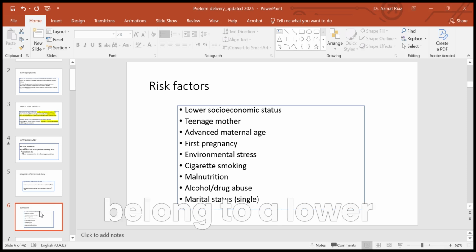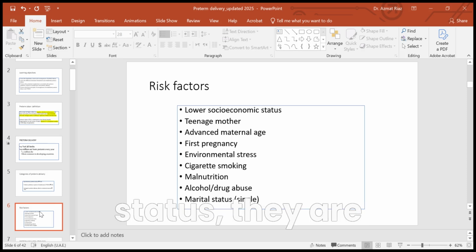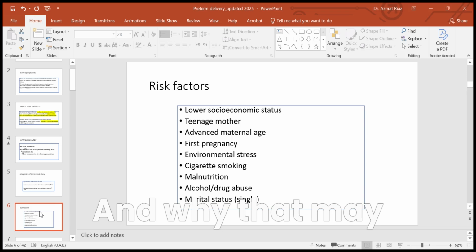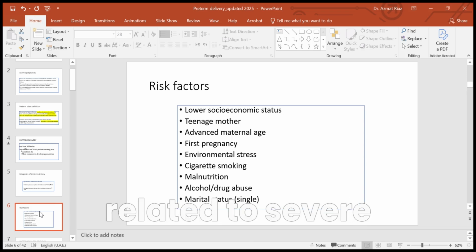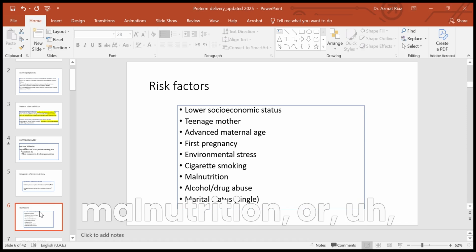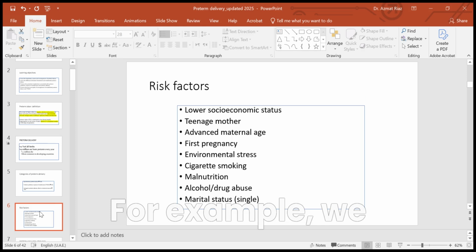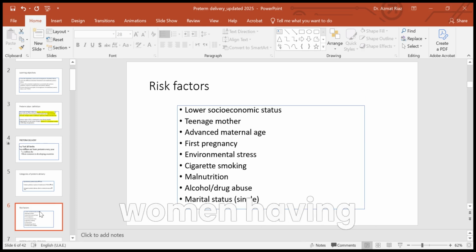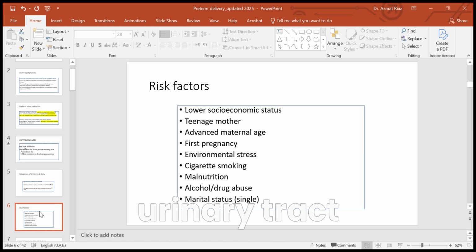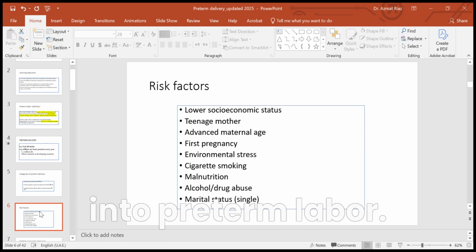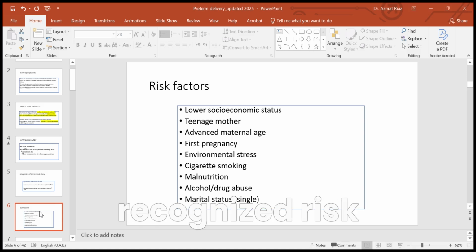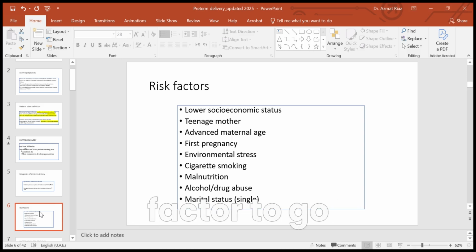For example, women who belong to a lower socioeconomic status are more likely to go into preterm labor. Why that may happen may be related to severe malnutrition or some other associated problems. We also know that women having urinary tract infections, if recurrent or not treated, can go into preterm labor. So urinary tract infections in pregnancy are a recognized risk factor.